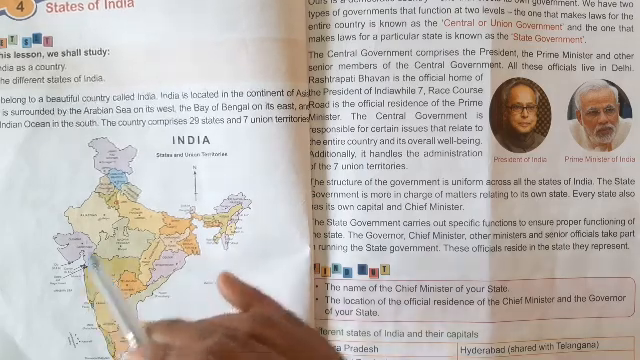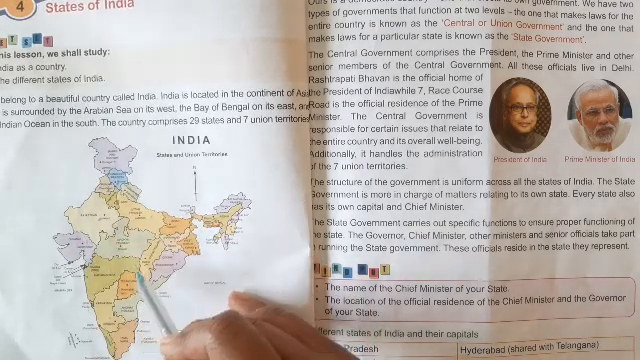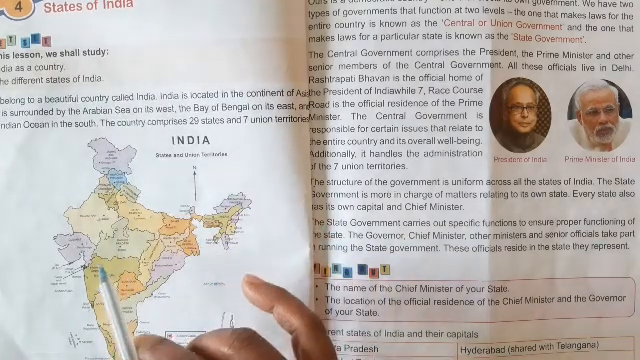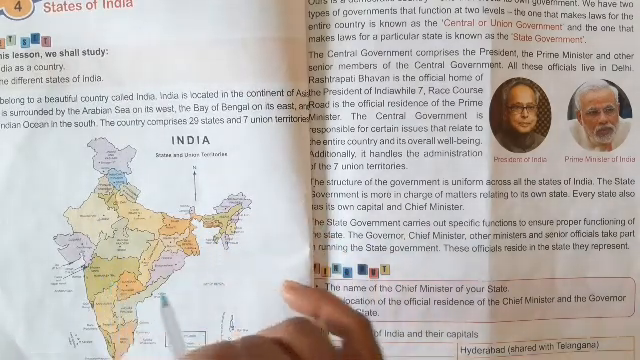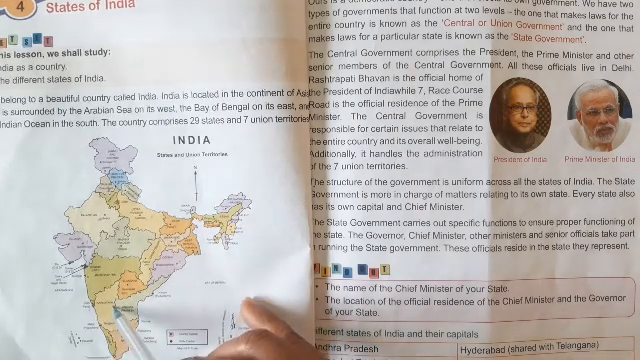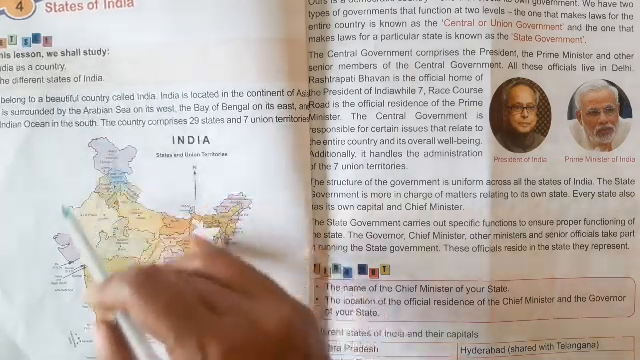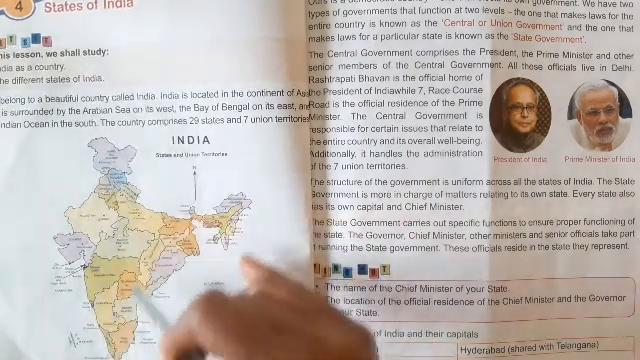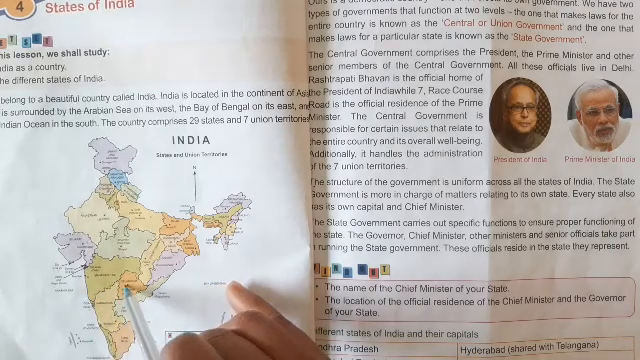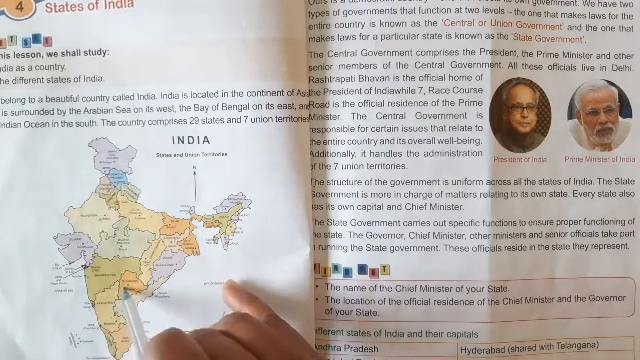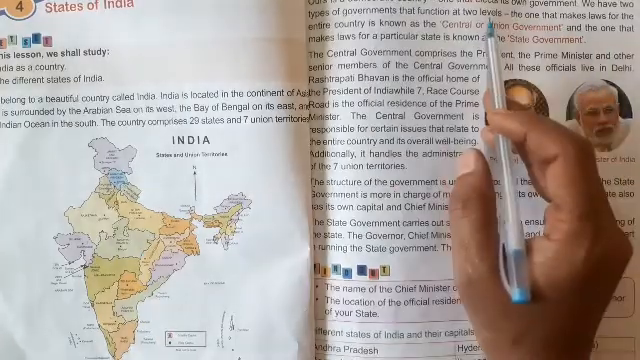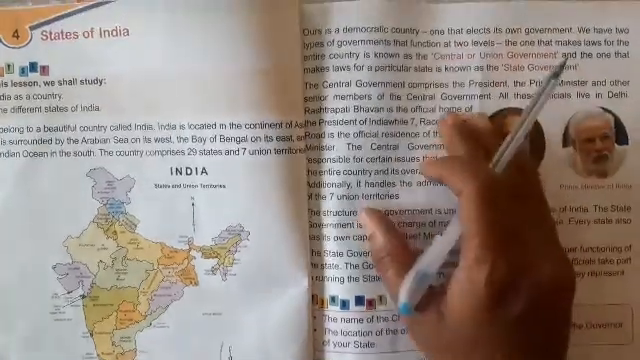Understood, no kids? Two types of governments are there in India. Those that make laws for states are called the state governments. And the one that makes laws for the whole country is called the central government or union government. Two types of government, state government and central government.